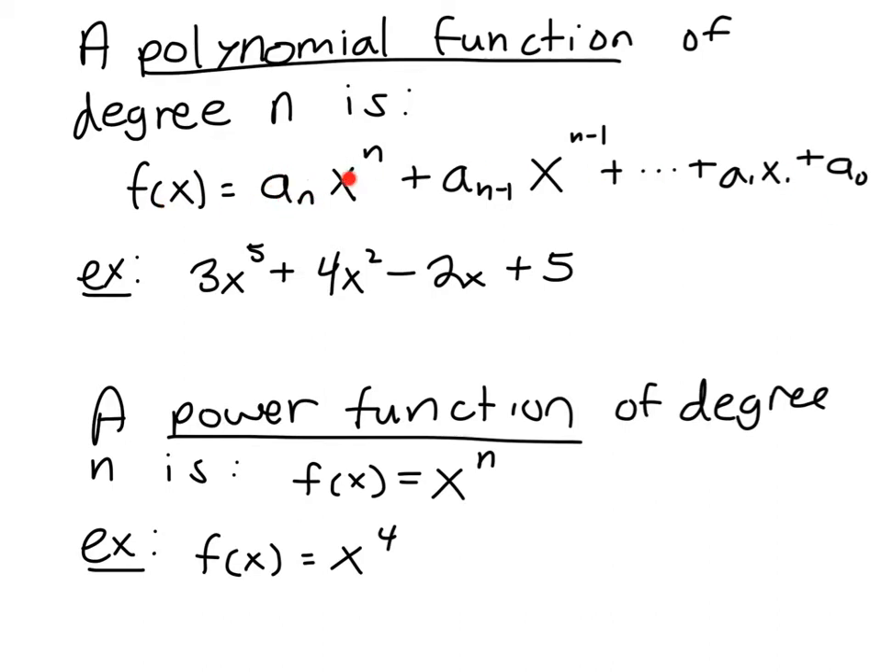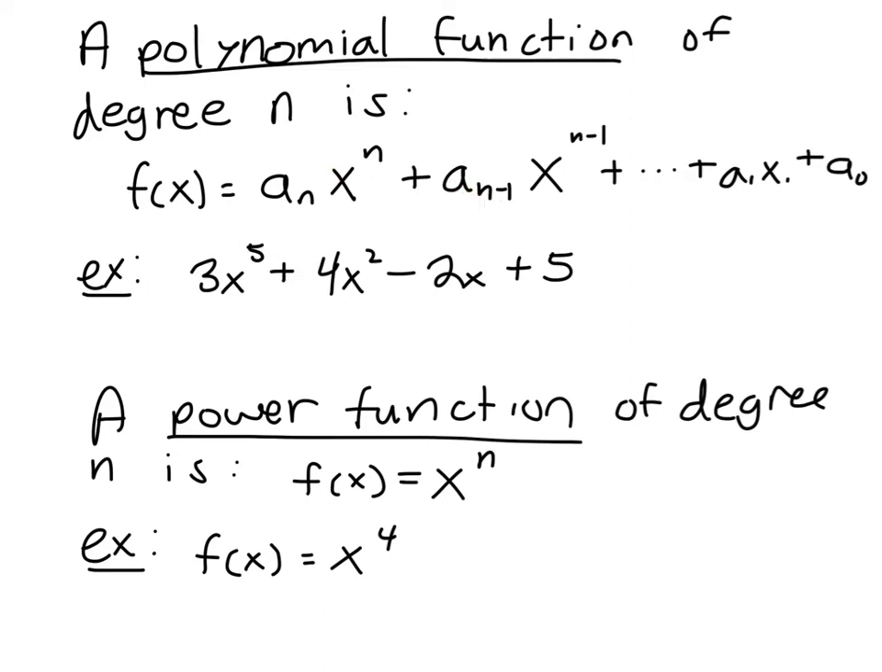There's some number times x to some power plus another number times x to some other, smaller power, and so forth, all the way to get to some constant. This a sub n, the highest term, can't be equal to 0, because if it is, then you should have started here.